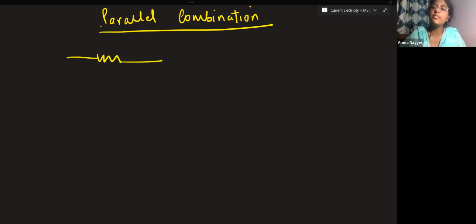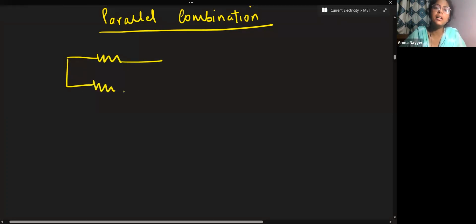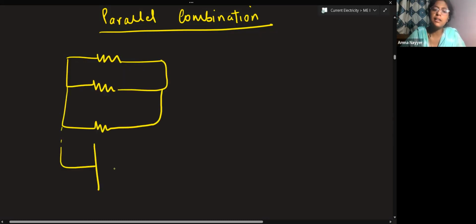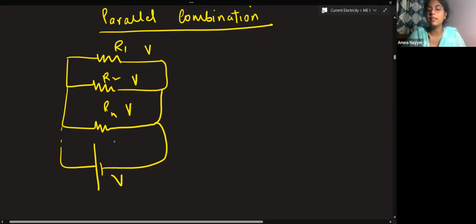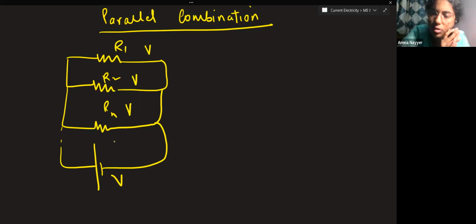So this is a first resistor that is connected. It is connected to a second resistor. Let's say this is connected to a third resistor, to some nth resistor, and finally to the battery. So this is R1, this is R2, this is our nth resistor. Voltage in all these will remain the same. Whatever is the voltage of the cell, the total voltage of the circuit, that will be for all the branches or all the wires.